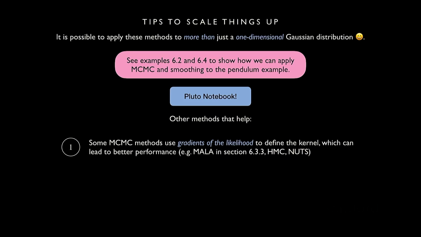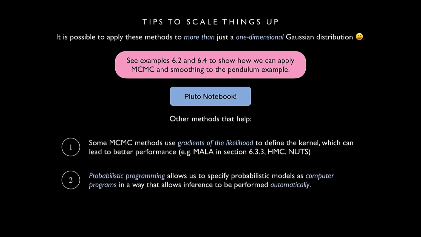And so yeah, these are all things that you could use to make your MCMC a bit more efficient. And then secondly, another thing that can help scale things up is more of a paradigm, which is probabilistic programming. We actually talked about this a little bit when we were doing parameter estimation. But it basically allows us to specify probabilistic models as computer programs, and then the probabilistic programming language can understand that and perform this inference automatically for us. Both of these are advanced topics, won't be on the quiz, but they're super interesting if you want to get further down this path.